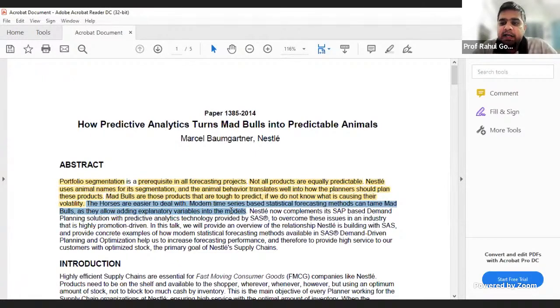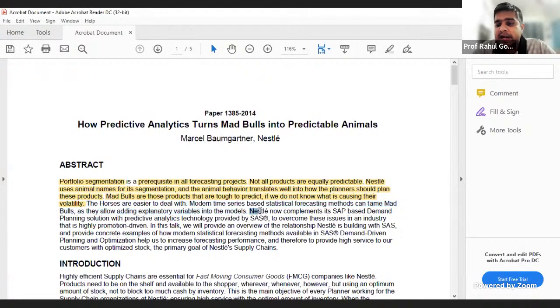So this is giving a hint of how they were able to convert mad bulls into predictable animals, because other than time series, they also tried studying what makes mad bulls so variable. What are the main drivers? What are the main explanatory variables behind this variability? And if they're able to gather the data around those variables, they can record the correlation between those drivers and the sales data, and it will make prediction possible for the mad bulls.